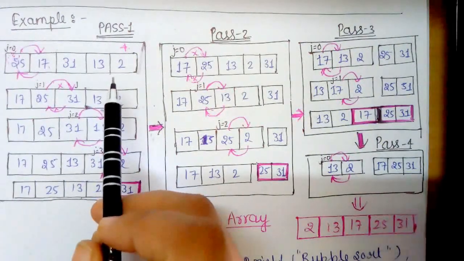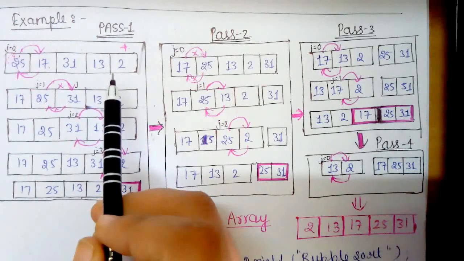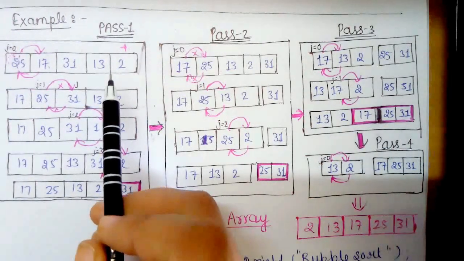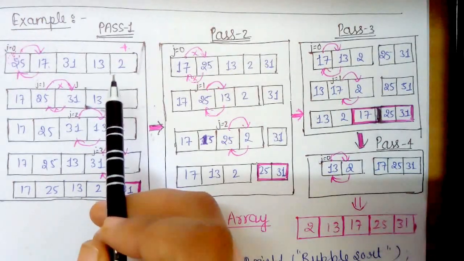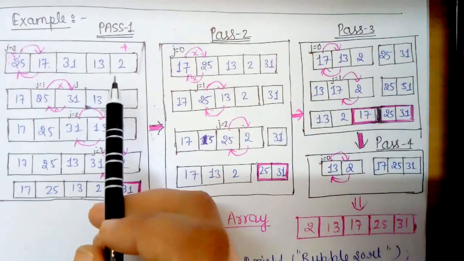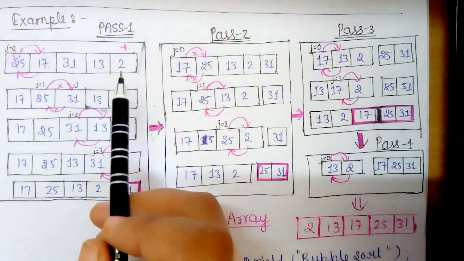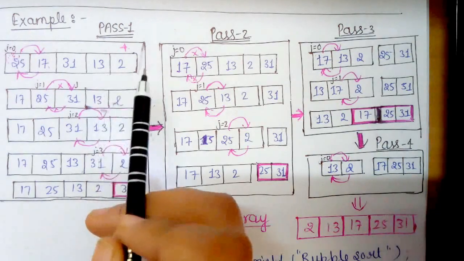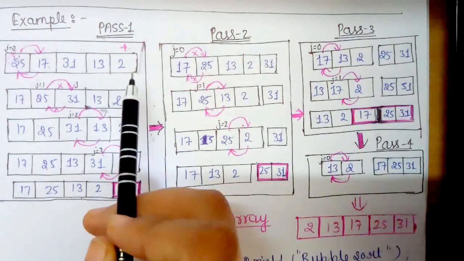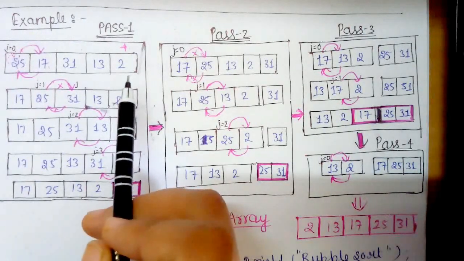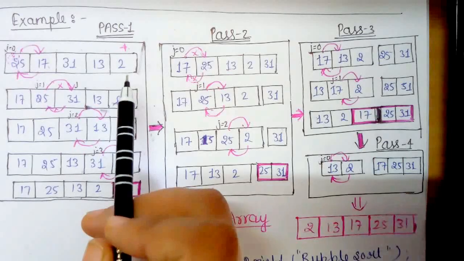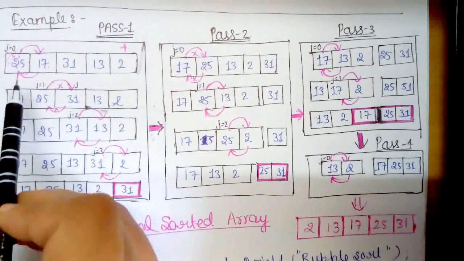If you have 8 elements, how many passes will you require? 7 passes. The passes are always one less than the number of elements, because if you sort 4 elements, the last element will always be sorted. That's why we don't require the last pass, because if we sort 4 elements, the 5th element will automatically be sorted.